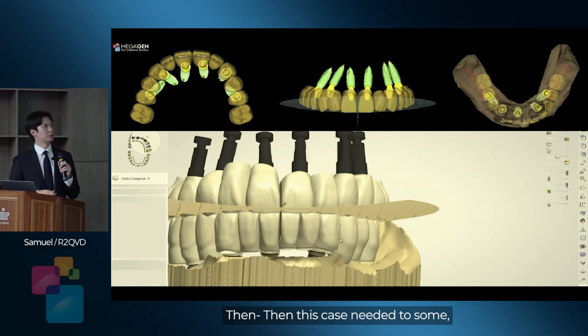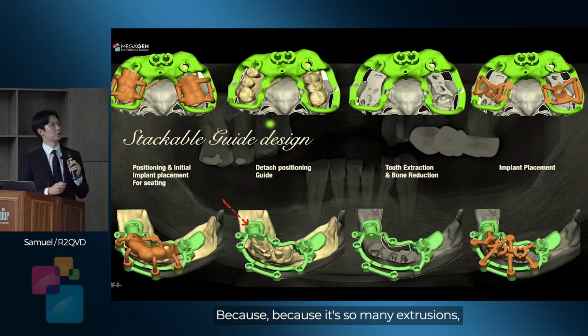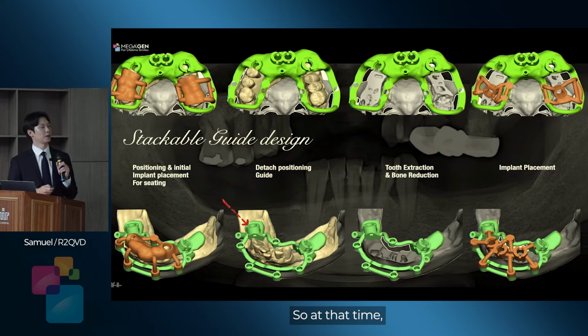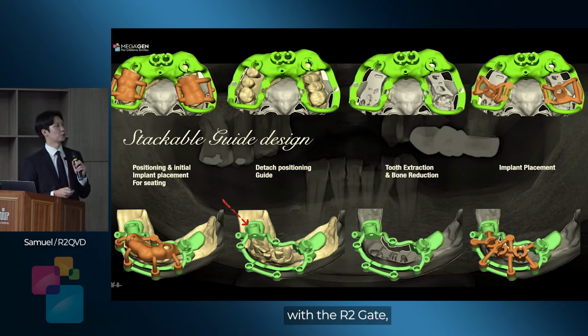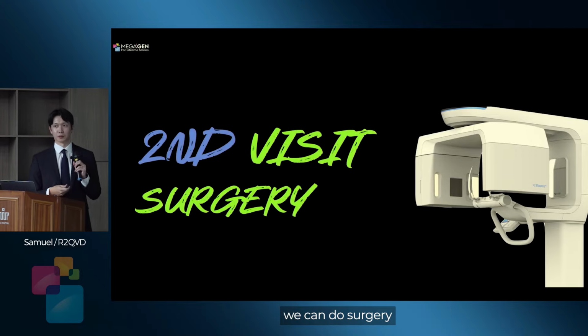Then this case needed some bone reduction, because there is so much extrusion of the tooth here and also here, because there is no stopper. So at that time, we just tried a stackable guide with the R2 gate. Then, yeah, upper and lower, I just made it like this. Then, at the patient's second visit, we can do surgery.